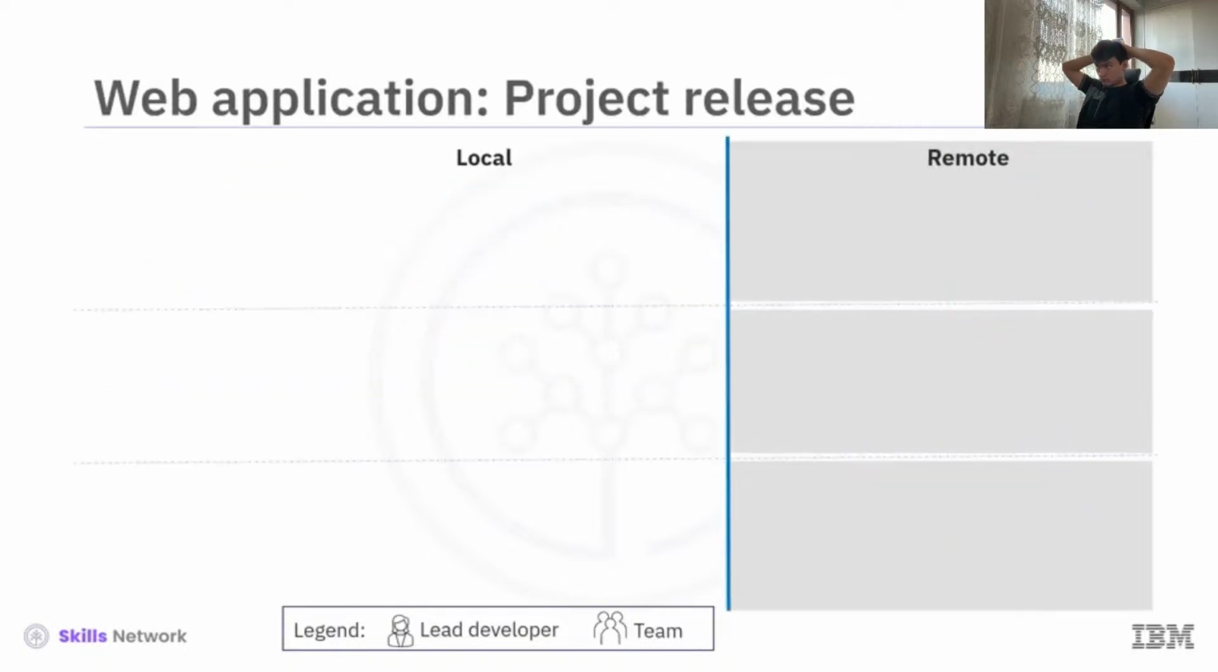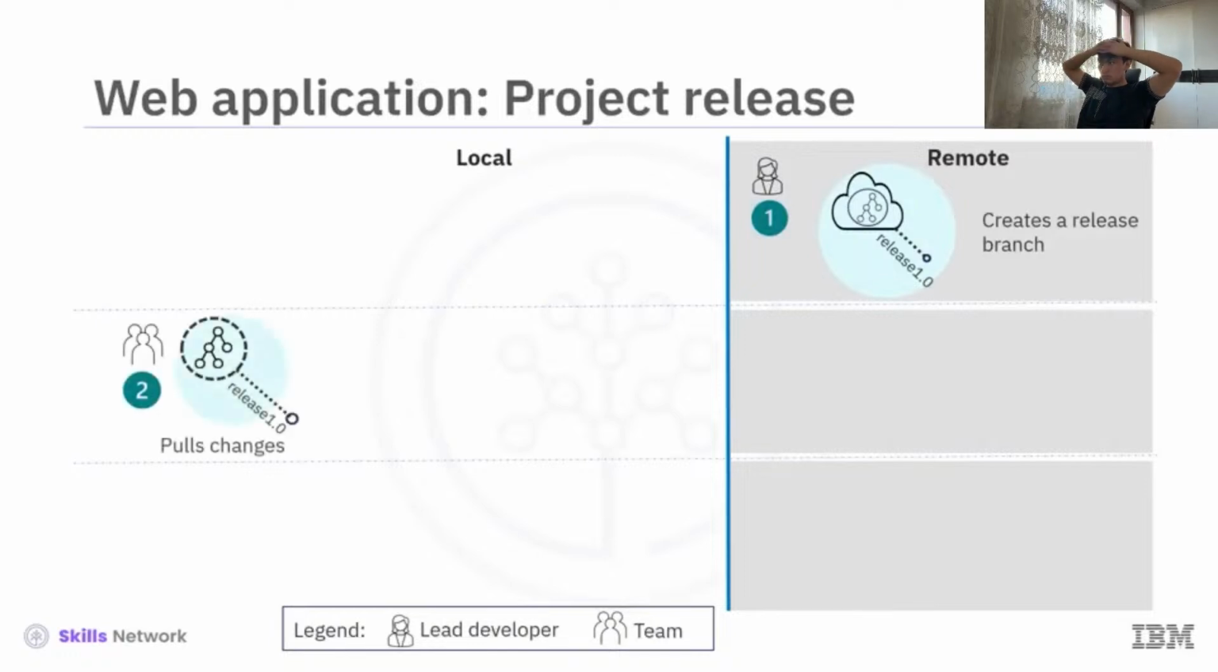At this stage, feature development is complete and the project is ready to be released. Anne creates a release branch named Release 1.0 from the main branch in the remote repository. The team pulls the changes from the remote repository so that their local repository is up to date.